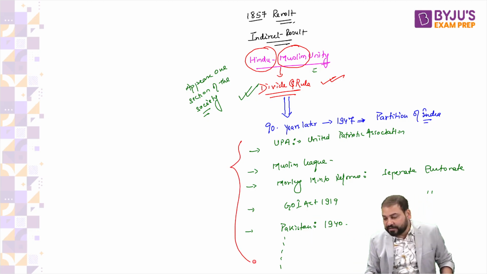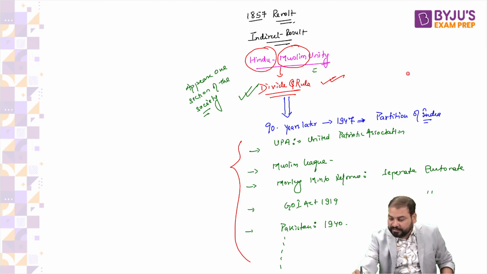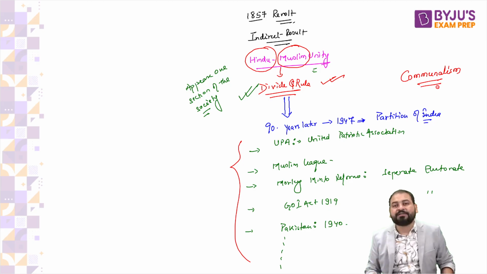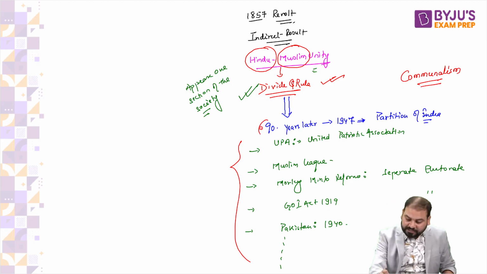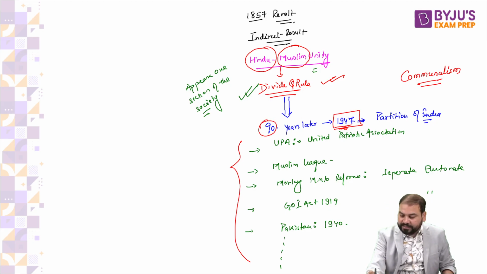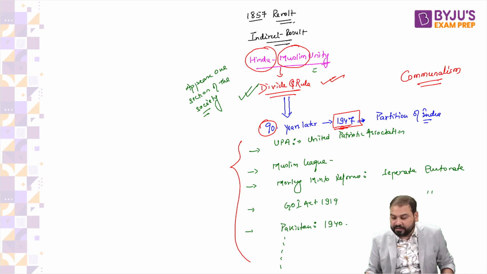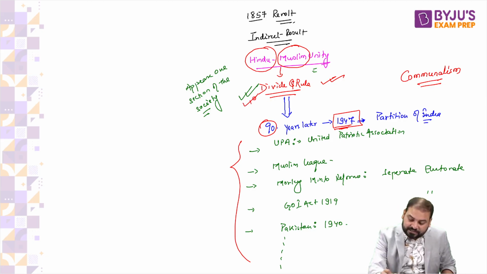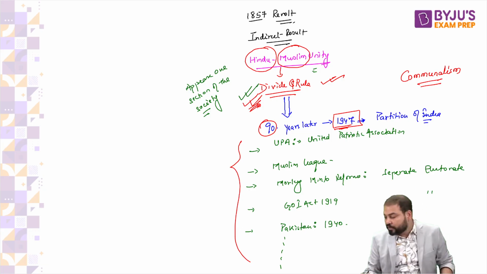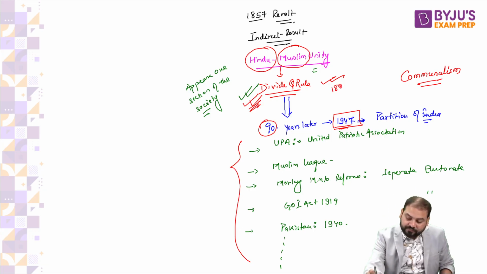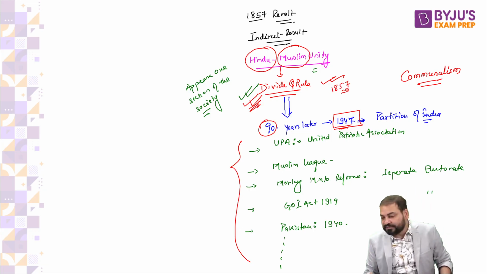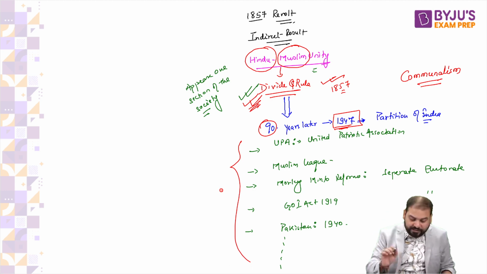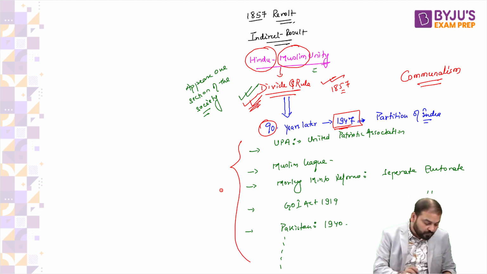But everyone, can you see this? That communalism slowly and slowly grew and ultimately resulted in the partition of our country in 1947. So the genesis of that is this policy, which began after the revolt of 1857. Everyone, am I clear here?